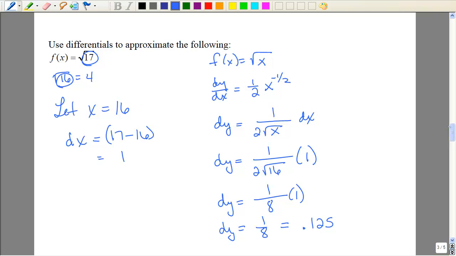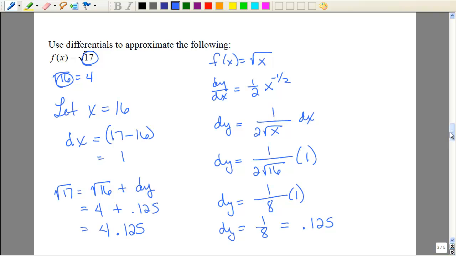That's true, right? What I'm saying is that the square root of 17 is going to be the square root of 16 plus my dy. So that would be 4 plus 0.125, or 4.125. Now, I'm going to pick up a calculator and punch in the square root of 17. Let's just see how good that is.